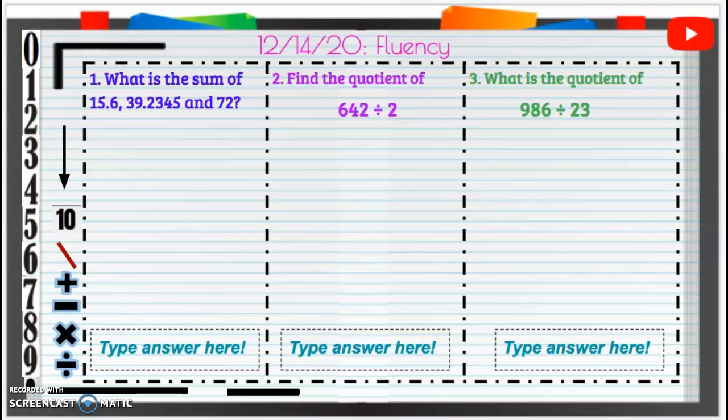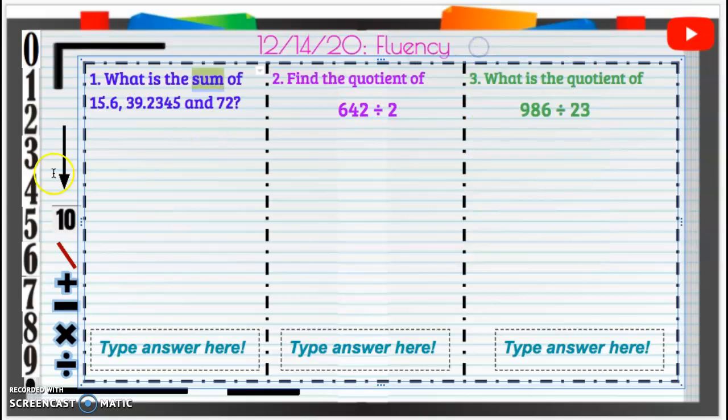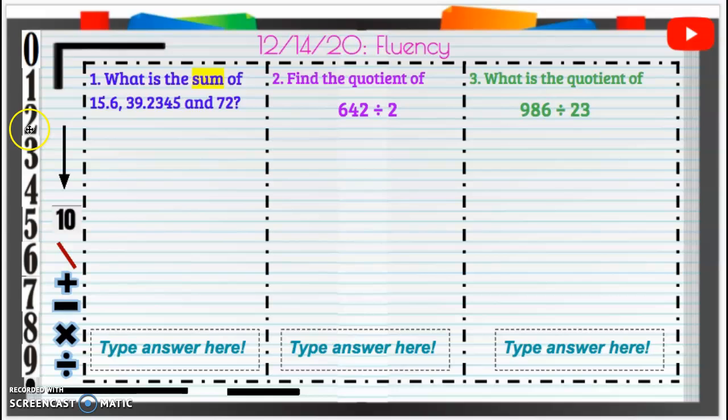December 14th, 2020, Fluency. Number 1, what is the sum of 15 and 6 tenths, 39 and 2,345 ten thousandths, and 72? All right, so remember that word sum means we're going to add. And when we're adding or subtracting decimals, what do we have to do? Line them up.